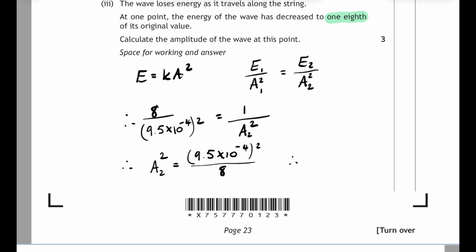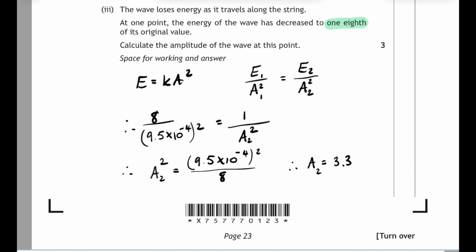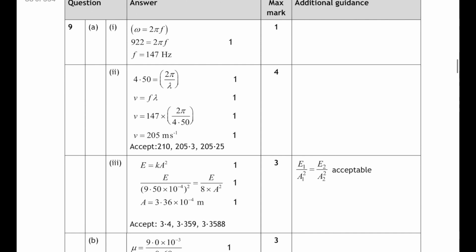And if you do that on your calculator, and don't forget to square root it, you'll get an answer for the new amplitude of 3.36 times 10 to the minus 4 metres. Watch your significant figures there. All the numbers in the question were 3 sig figs, so my answer is 3 sig figs as well.